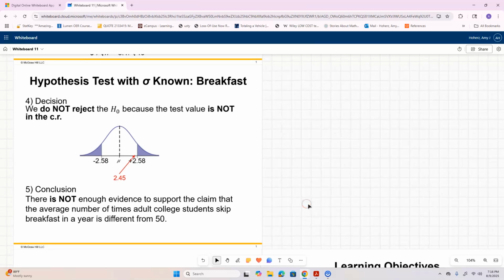So here's our picture. 2.45 would be a little below 2.58. So we do not reject the null hypothesis because it is not in the critical region. There is not enough evidence to support the claim that the average number of times adult college students skip breakfast is different from 50. So we did not come up with enough evidence to convict the null hypothesis. So we have to say the null hypothesis is correct for this group of people, the same as it was for the national average.